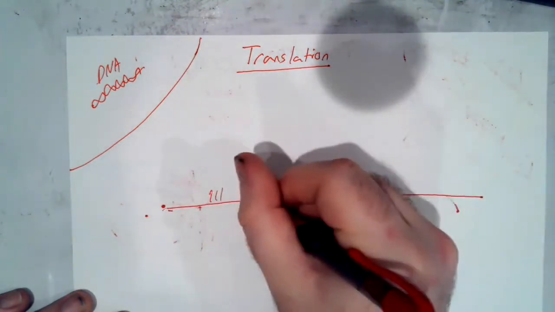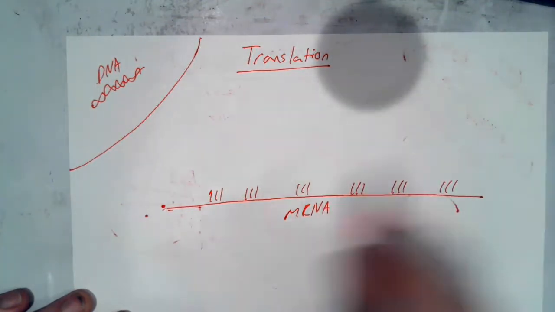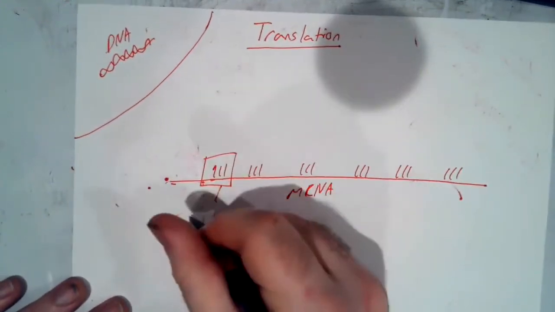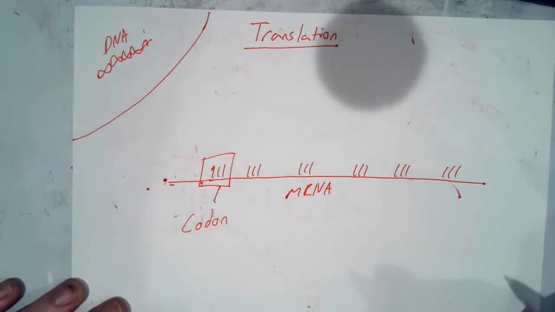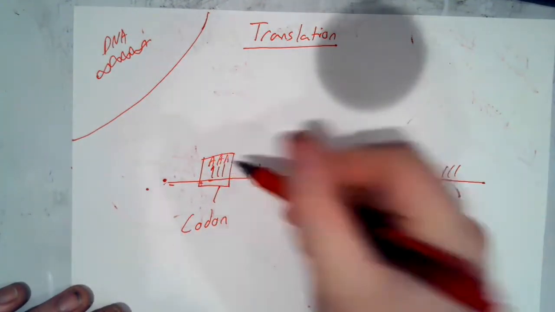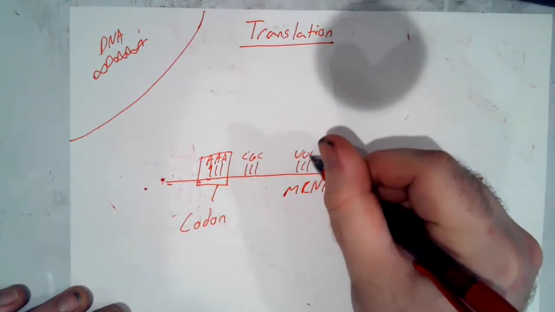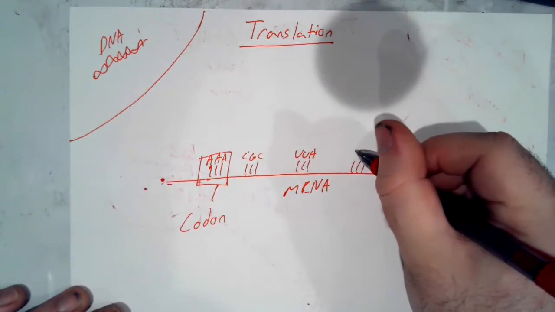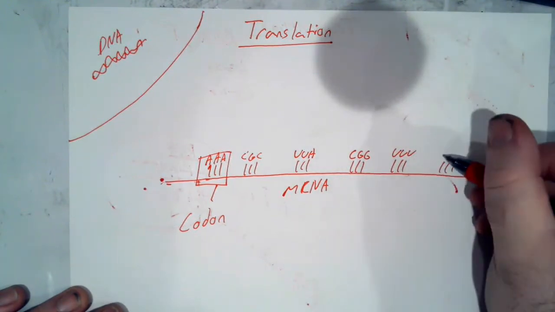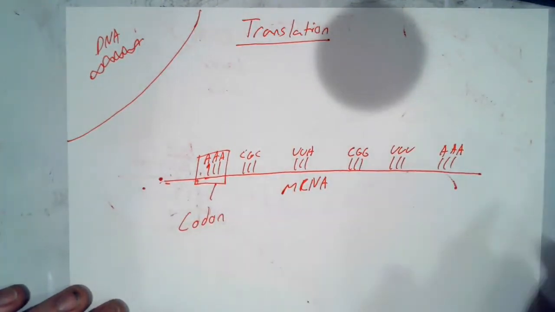And we got 1, 2, 3, 1, 2, 3, 1, 2, 3, and so on. Now, these little tick marks, those are nitrogenous bases. They're known as a codon. And a codon is 3 nitrogenous bases. So this could be AAA, this could be CGC, could be UUA, this could be CGG, and so on. I'll just do the rest myself here. So those are all codons. And no, they're not spread apart that easily.